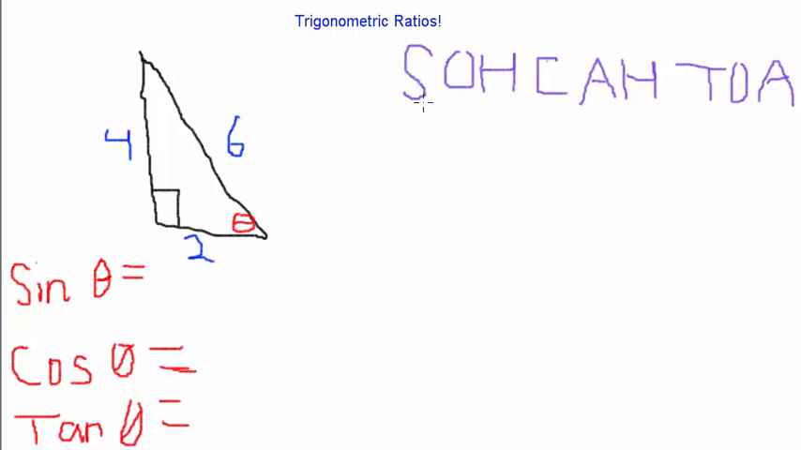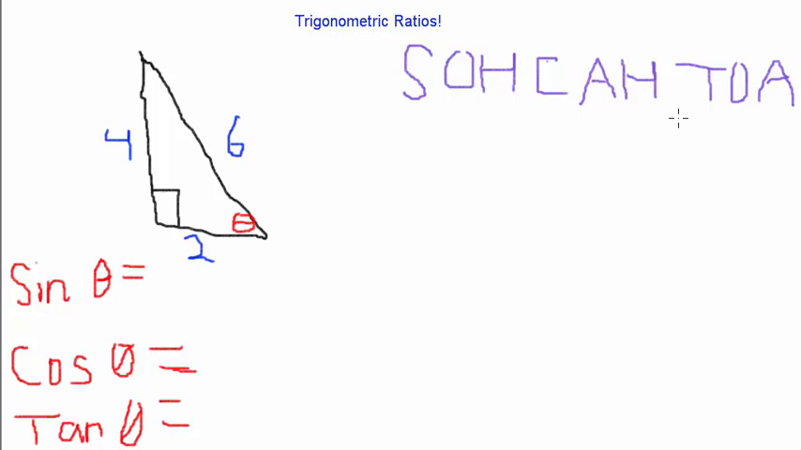So SOH means sine is equal to the opposite over the hypotenuse, and I'm going to go over these terms soon, so just wait for them. The cosine is equal to the adjacent divided by the hypotenuse, and this T here, the tangent, is equal to the opposite divided by the adjacent.